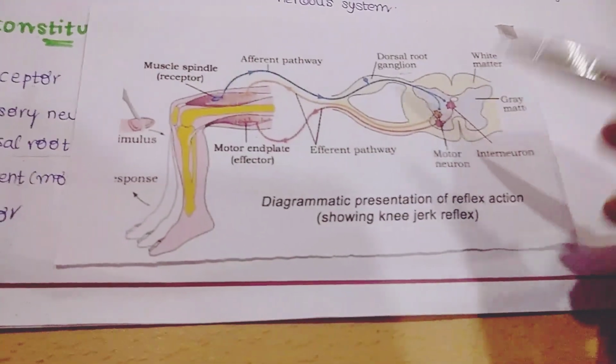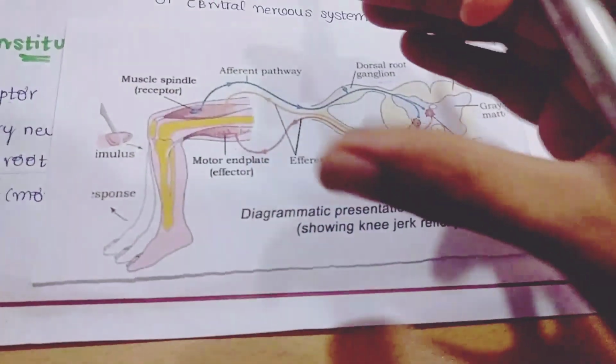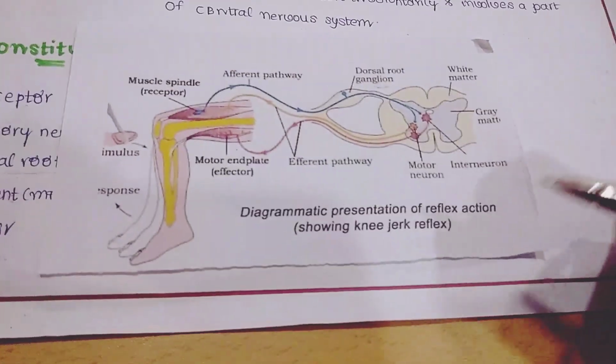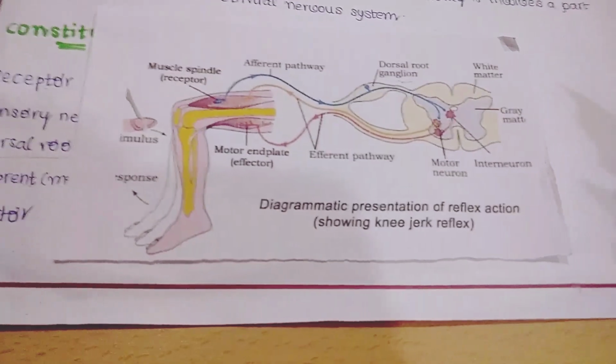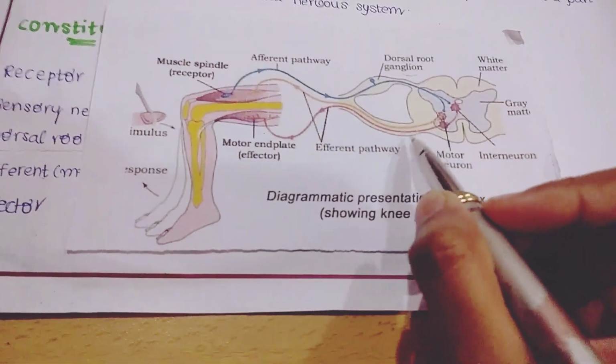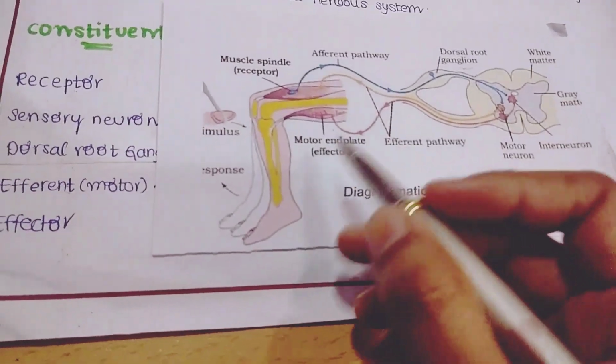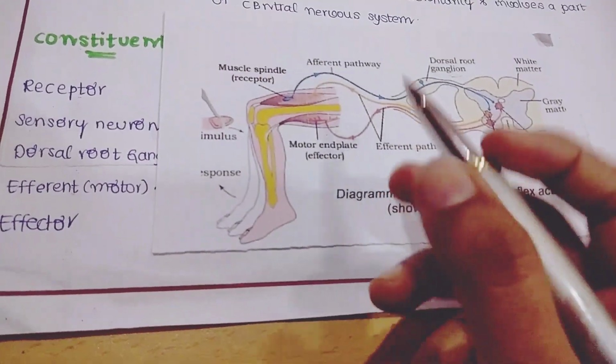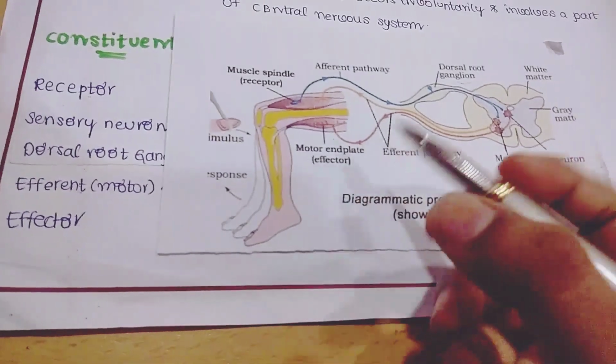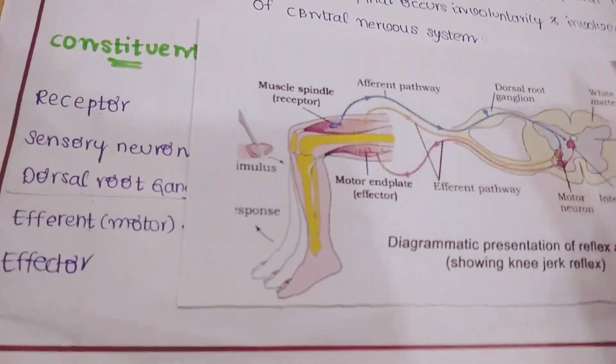And after receiving the information from this afferent pathway, the spinal cord analyzes the information and mounts a response which is carried by the efferent or motor neuron to the effector. The effector makes the action and makes adjustments and brings the body into a comfortable position.